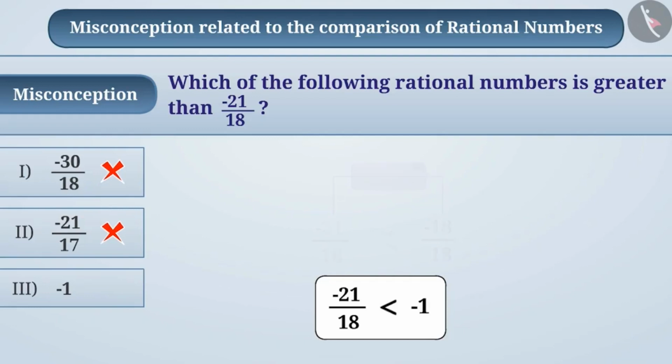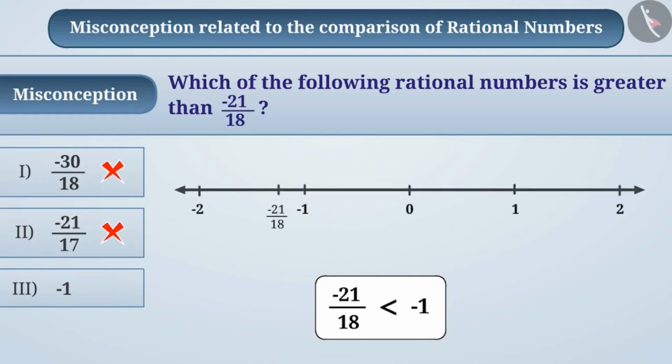If we represent minus 21 by 18 on the number line, then we can see that minus 21 by 18 is to the left of minus 1. Therefore, the correct answer to the question is option 3.